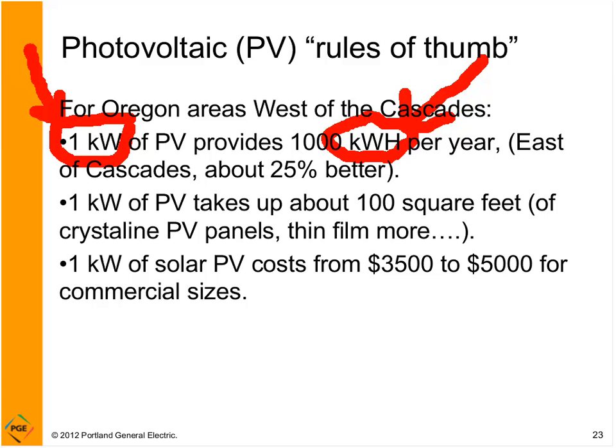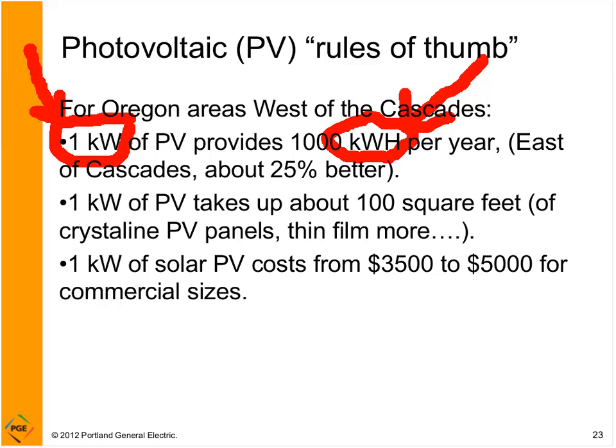Now, going back to the value per year, let's just say you have 1,000 kilowatt hours per year. Here in our territory, rough numbers, each kilowatt hour is worth about 10 cents. So you'll make about $100 worth of power per year out of each kilowatt of array that you put on your roof. So that's how those numbers work.